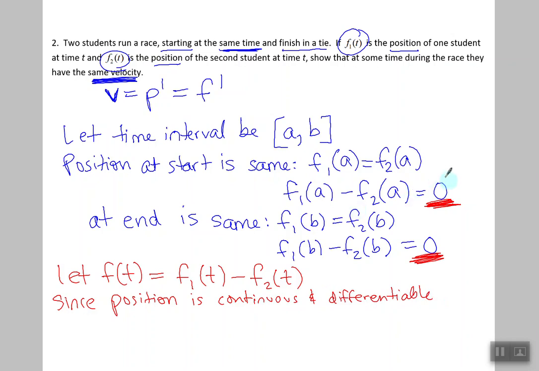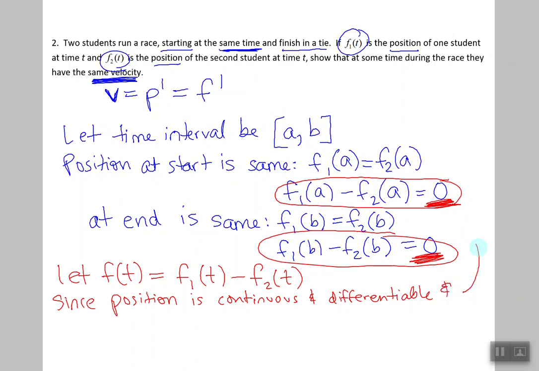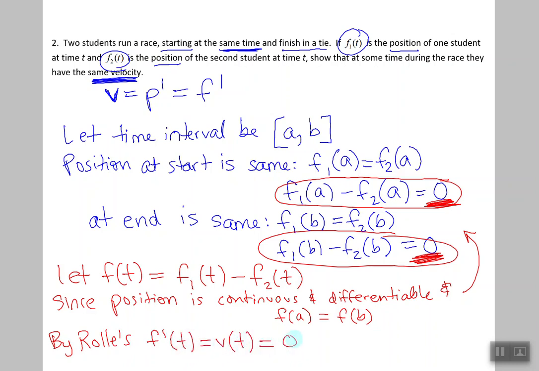and the position at the beginning is equal to the position at the end. F of a equals f of b. Rolle's theorem tells us f prime of t, which equals the velocity, is 0 for some time point on the interval a to b. So we've proven that at some time during the race, they have the same velocity using Rolle's theorem.